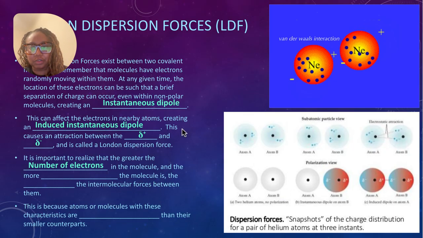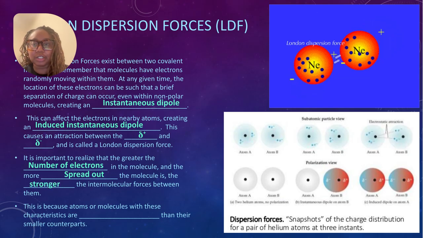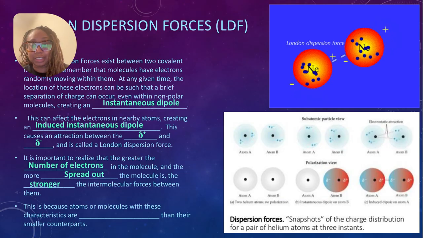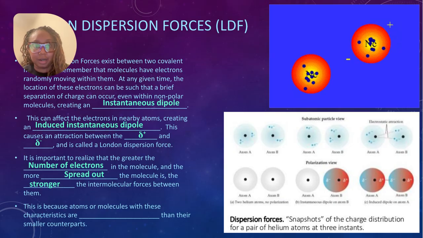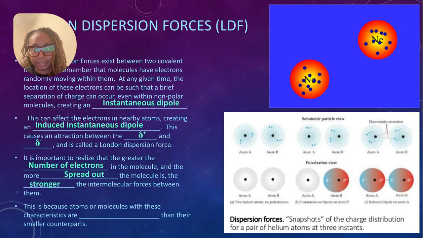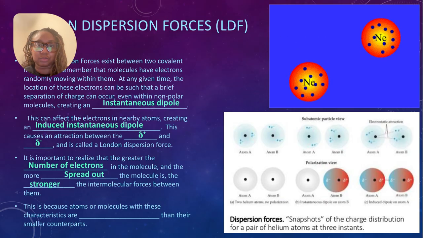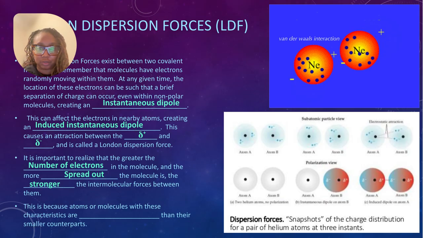It is important to realize that the greater the number of electrons and the more spread out the molecule is, the stronger the intermolecular forces between them. What this is literally saying is that the more electrons something has, and the larger the actual molecule is, the stronger the forces pulling things together will be. This is because atoms or molecules with these characteristics are more polarizable than their counterparts. So think water.